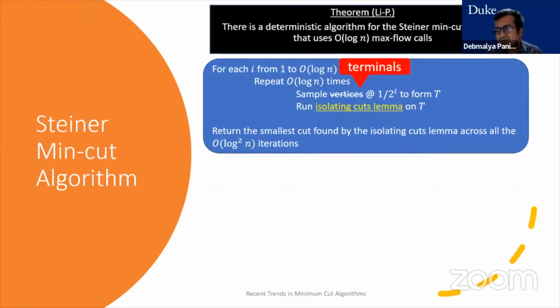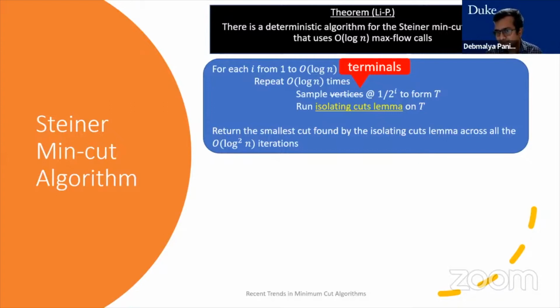So I do exactly the same as I was doing for global min cut. So I repeat log n times. This repetition, the outer loop, is because I'm searching for the right value of the right number of terminals on the smaller side. And then within that outer loop, I again repeat log n times. This repetition is just to boost the probability of success.